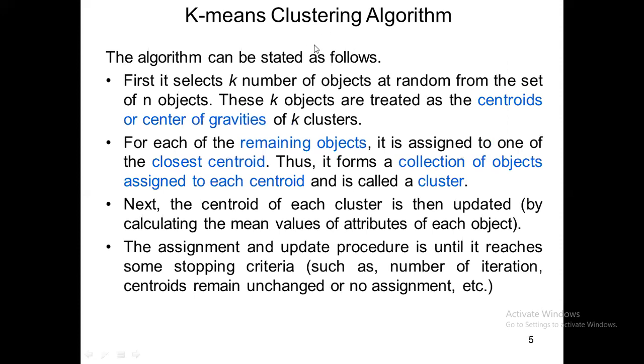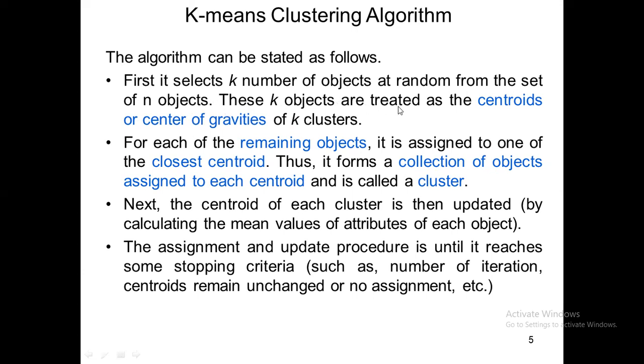And we also know that the algorithm can be stated as follows. So we first select k number of objects. This is the process of how k-means clustering is going to form. So first it selects k number of objects at random. There are multiple data points over there, right? So they have to create the form with the k number of objects, from the set of n objects. There are obviously a number of objects there, right?